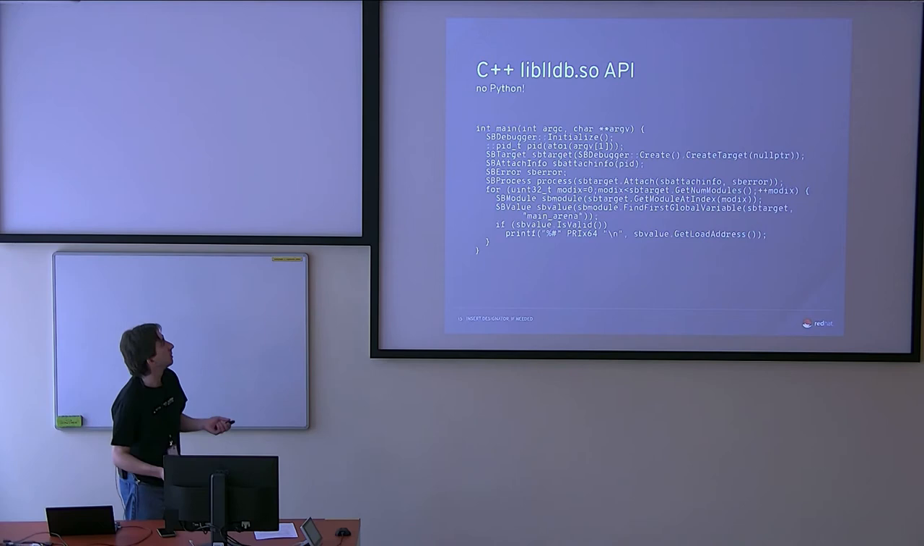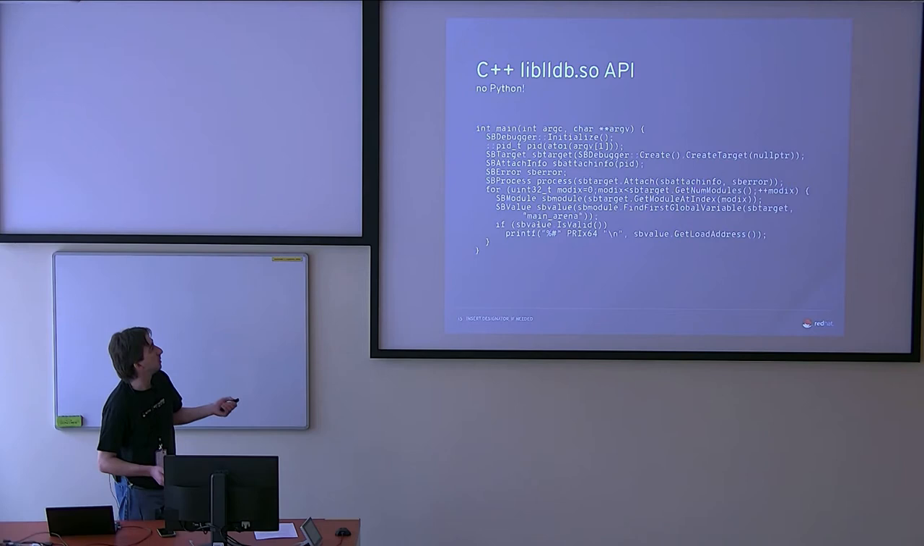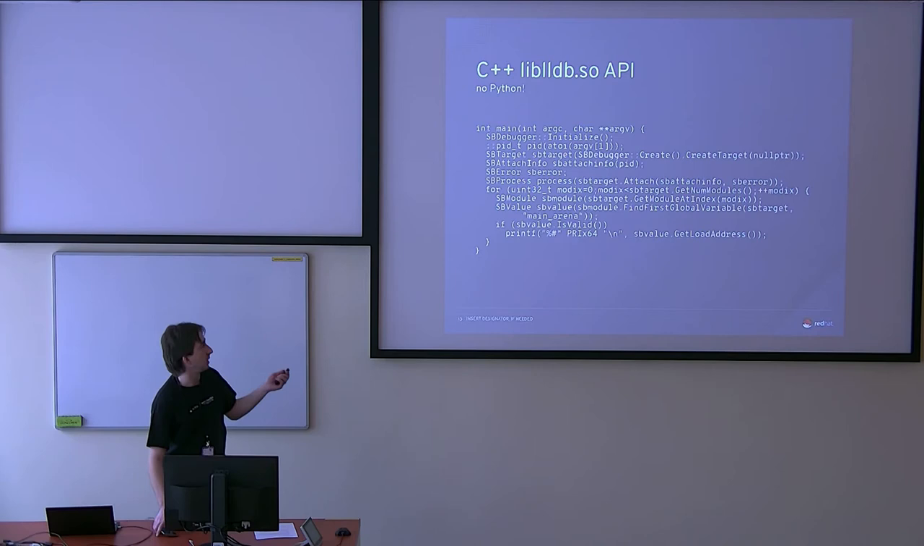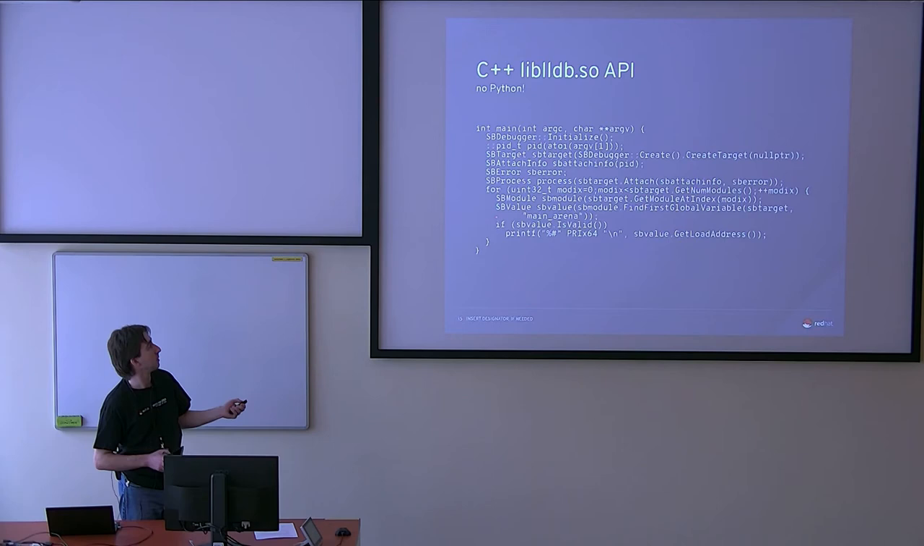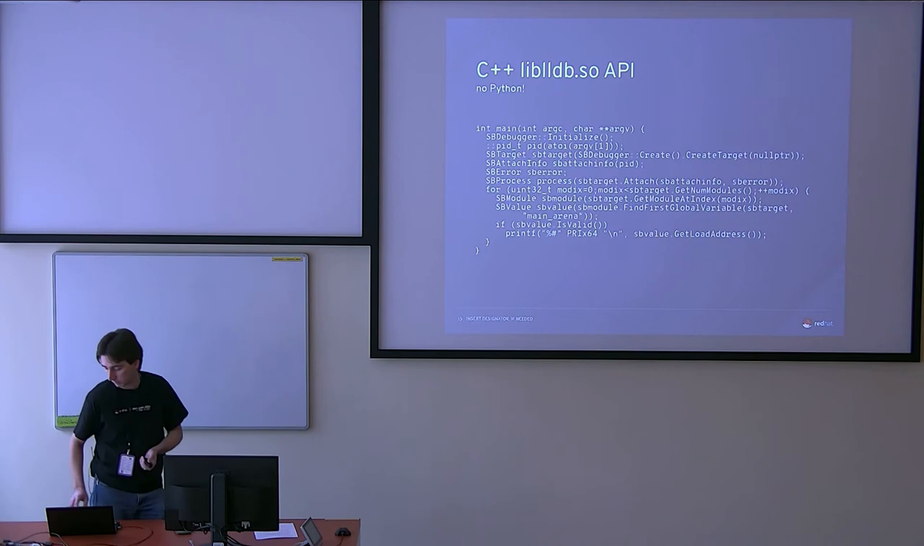This is one such example of how you can use it, similar to Python, just that you can use it directly from C++. It has a nice stable API. So all these SB functions, everything which starts with SB, is the public API of LLDB. This is just from the user point of view.